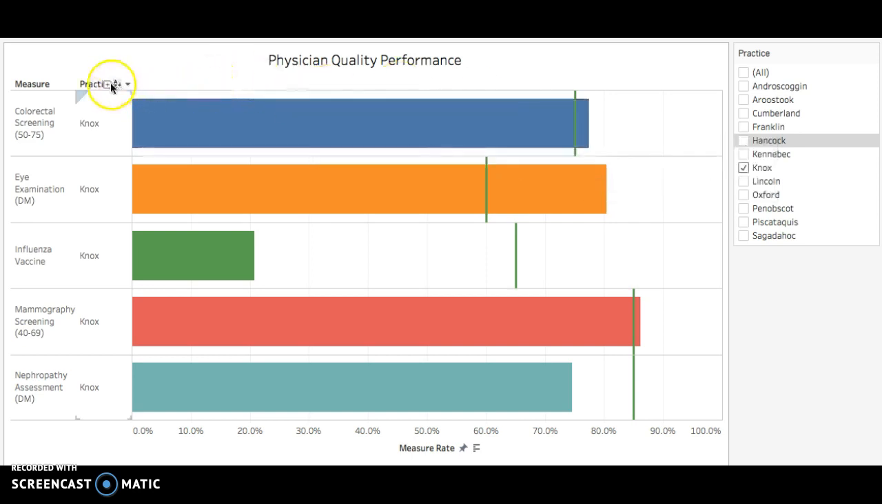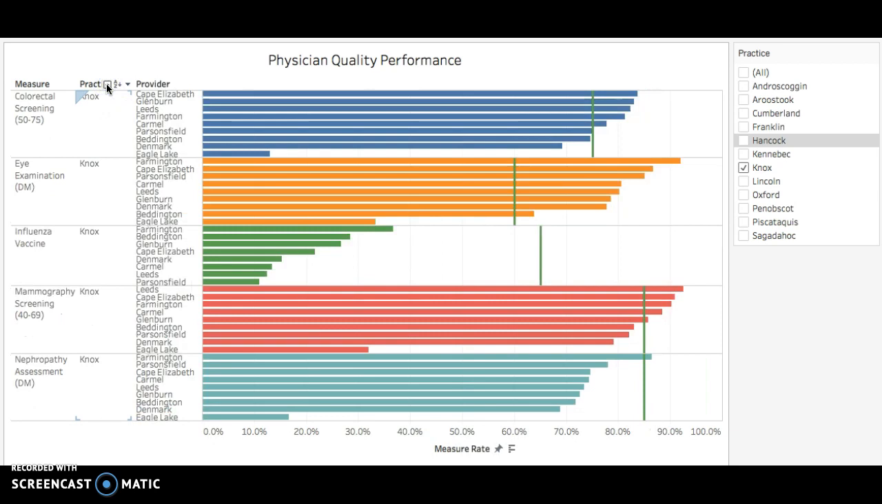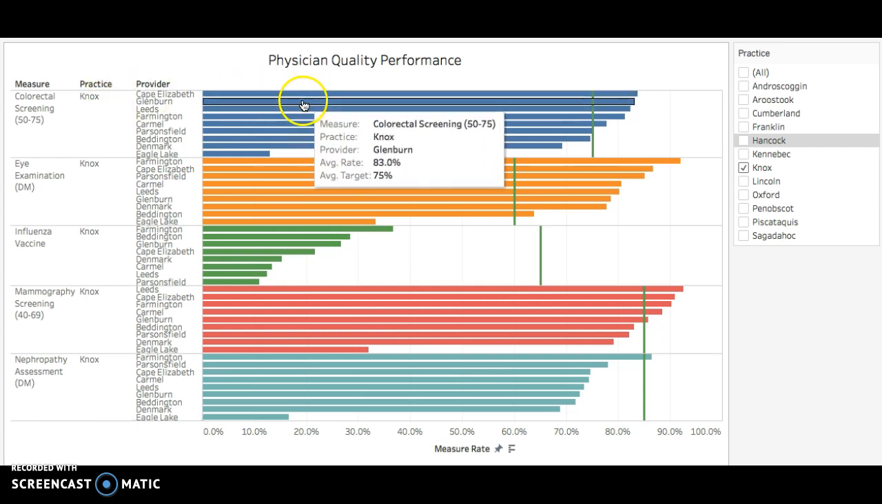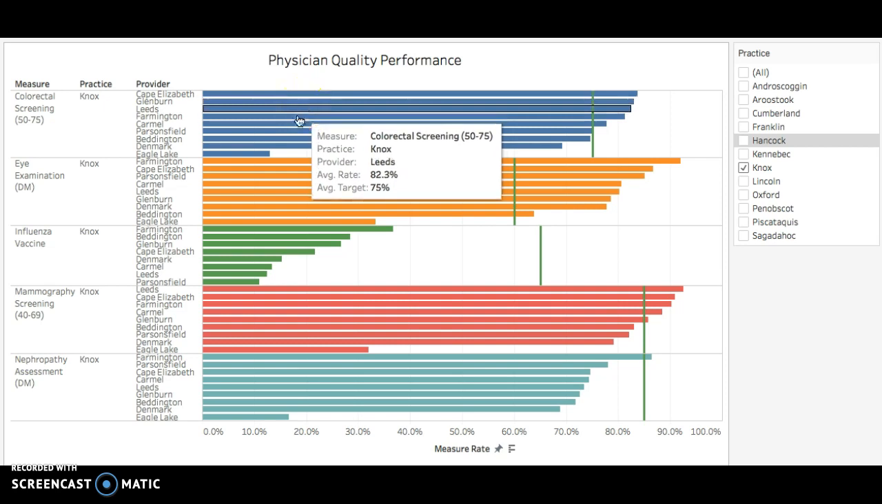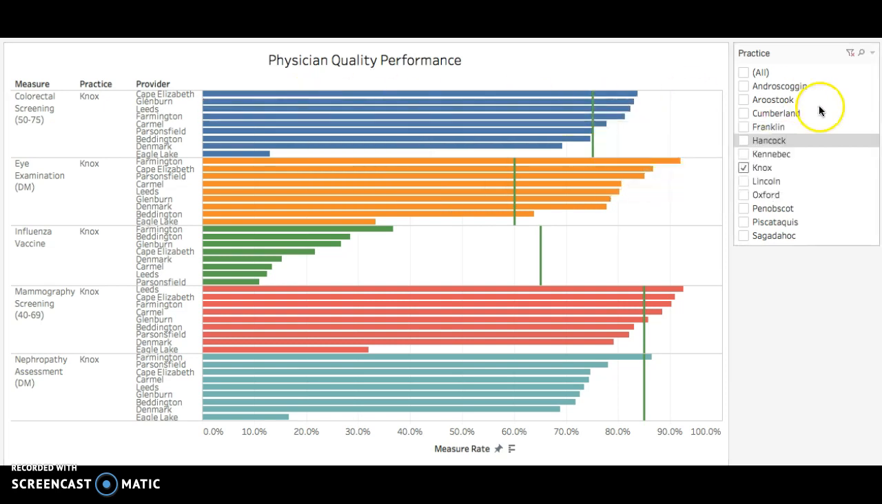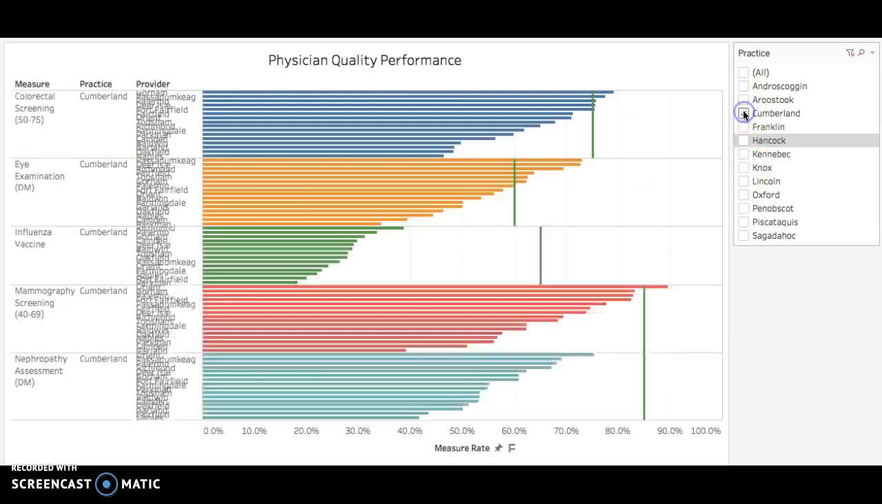If we want to look at practice specific provider performance at each practice, we drill down into the practice by selecting the plus sign, and we're able to look at the specific physician practice performance. If we would like to look at a different practice, we deselect the one we are looking at and select a different practice.